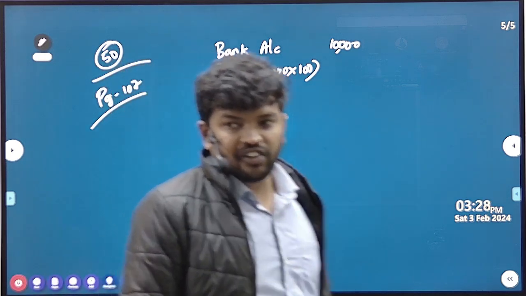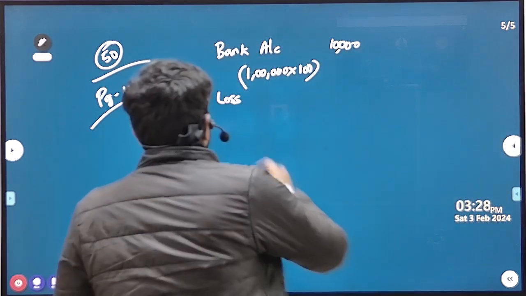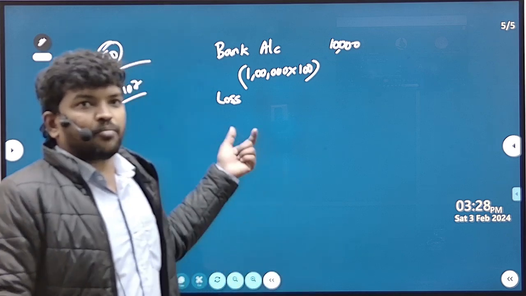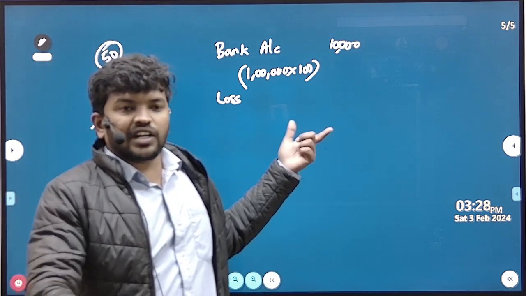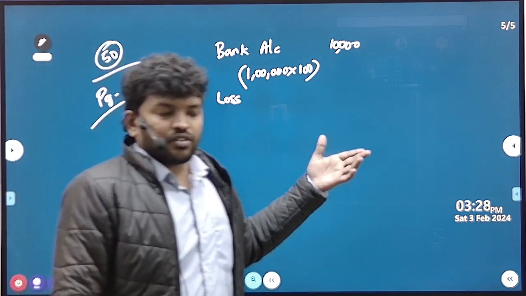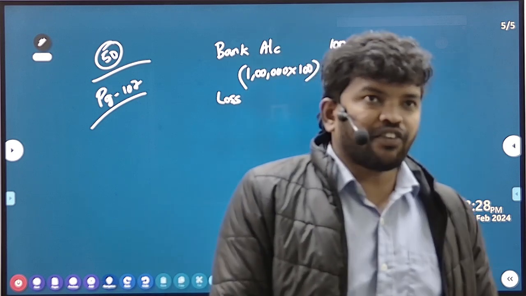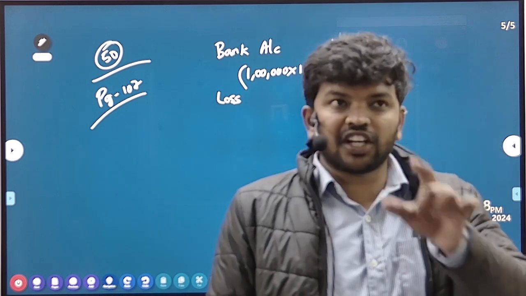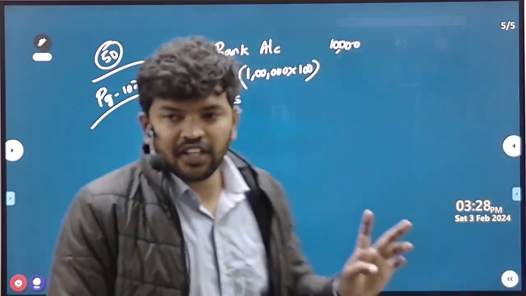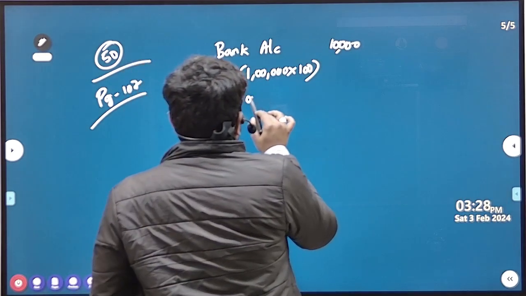Premium of 15%. So this is a loss to the company. While redemption, you need to pay extra to the debenture holders. So 15 rupees is a loss. You have to recognize it at the time of issue only. Yes? Loss on issue of debentures.